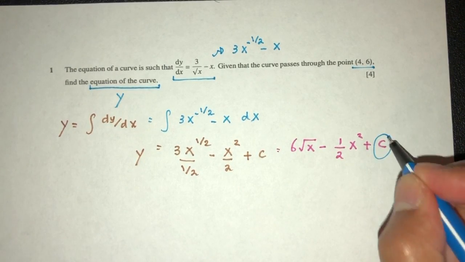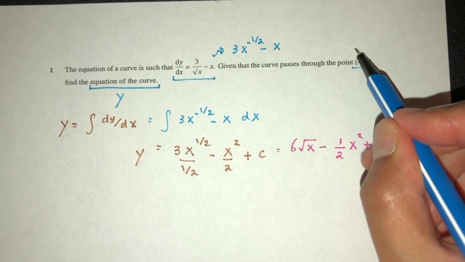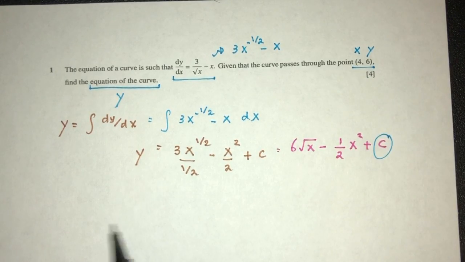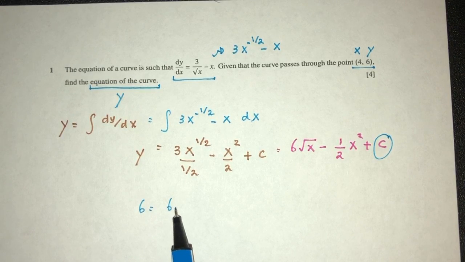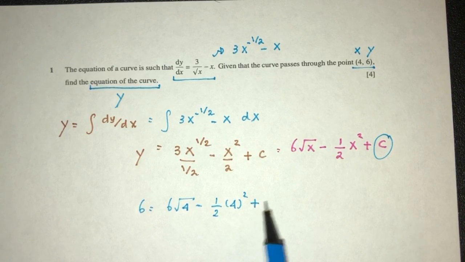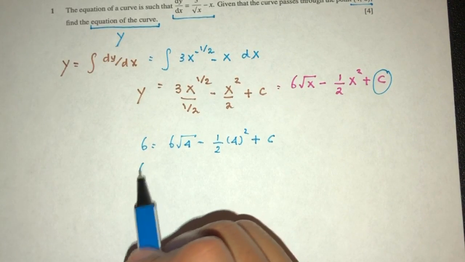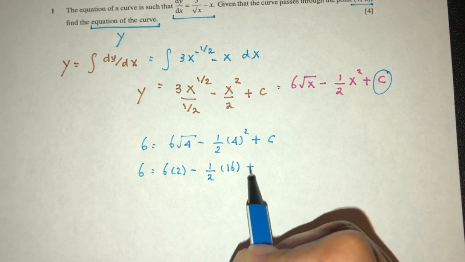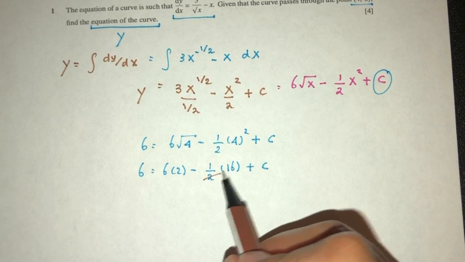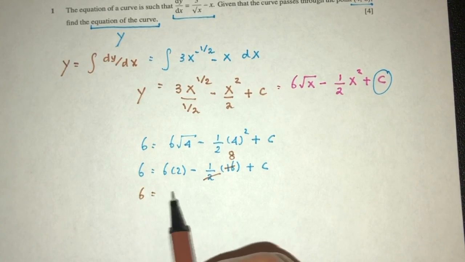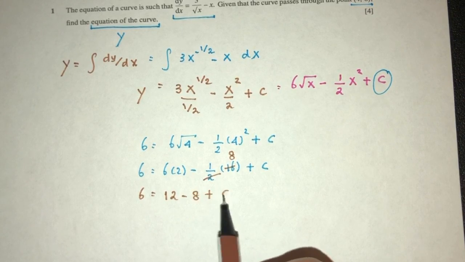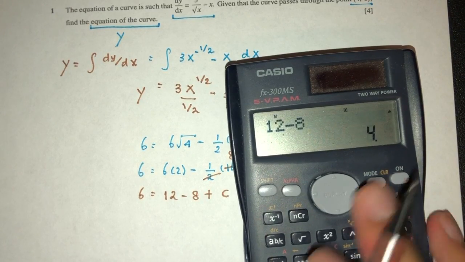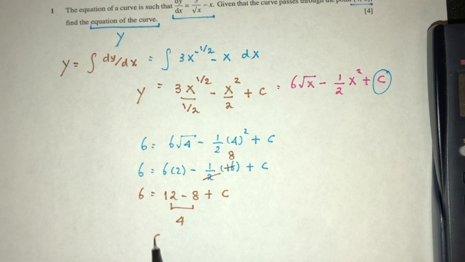Now we have to find the value of c. We have to use the passing point. This is my x value and my y value. Replace back, you will have 6 here. That'll be 6 root 4 minus half 4 squared plus the value of c. So simplify. 6 times 2 minus half times 16 plus c. That will be 6 equal to 12 minus 8 plus c. So 12 minus 8, that should be 4. C will be 6 minus 4, that will be 2.